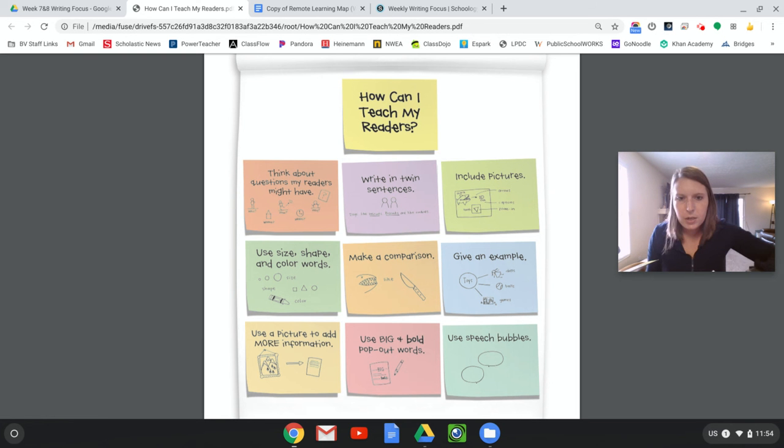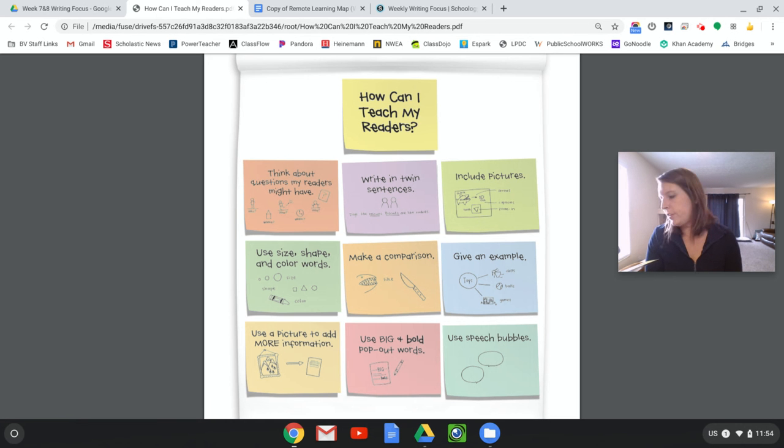The next one, making a comparison. We talked about this one a while ago. You can see in the picture, we were talking about shark teeth. So a shark's teeth are sharp like a knife. So you can see that it's like a knife. It doesn't mean their teeth are looking exactly like knives, but they're sharp like a knife is sharp.